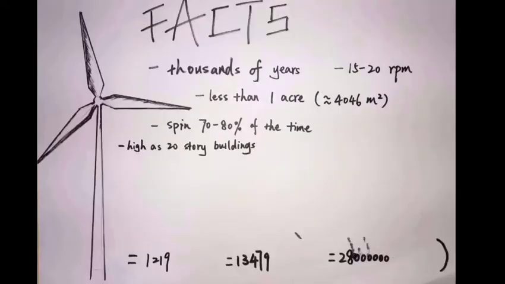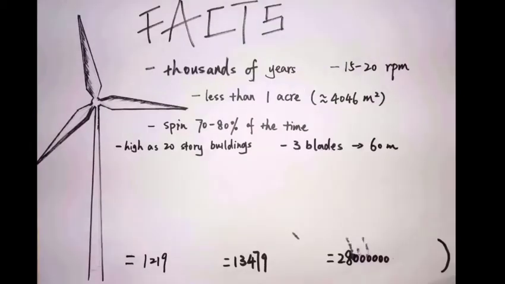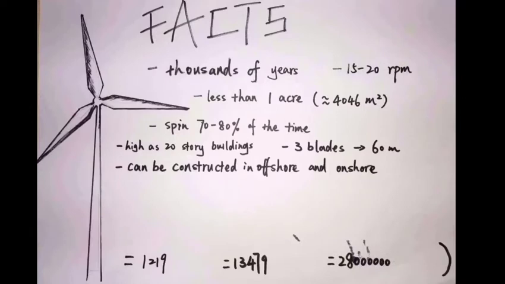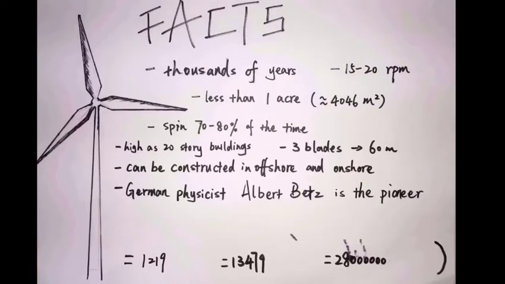It's as high as a 20-story building. Generally, there are 3 blades. Each of them is about 60 meters long. Wind turbines can be constructed both offshore and onshore. And the pioneer of the wind turbine is a German physicist.